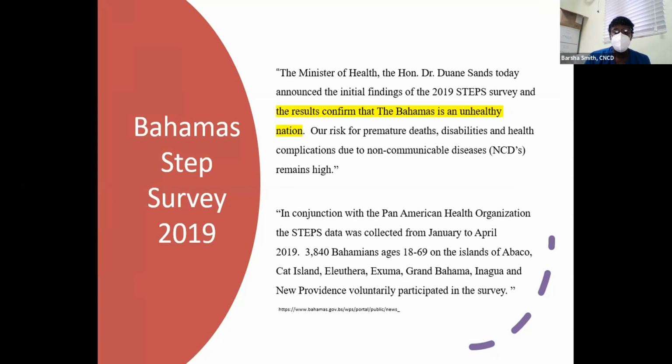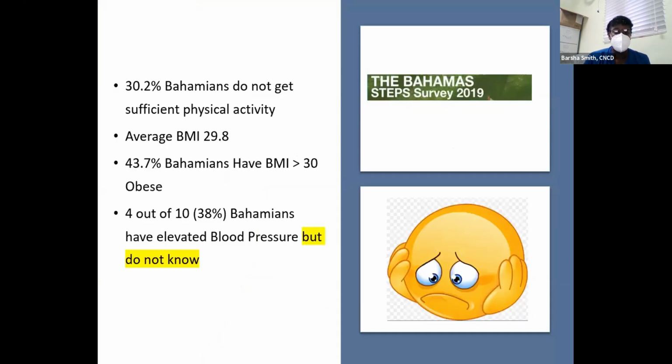And we know that these numbers could very well be even higher in terms of the results that were found in the survey. So we need to work together to change this from an unhealthy nation to a healthy nation, because the health of the nation, of course, is the wealth of the nation. So what are some of the things that they found in the STEP survey? They found that 30.2% of Bahamians do not get sufficient physical activity. And the average BMI for most of us is 29.8.